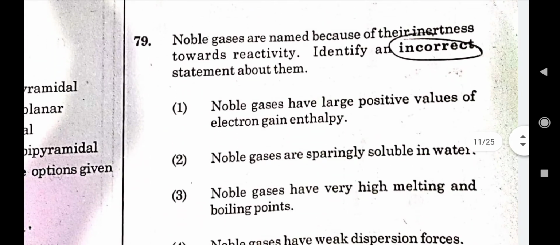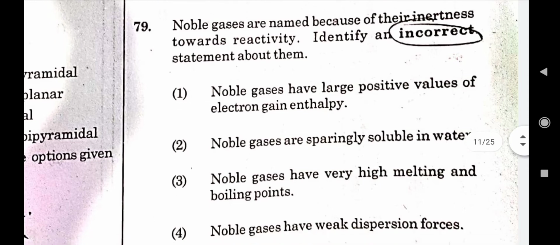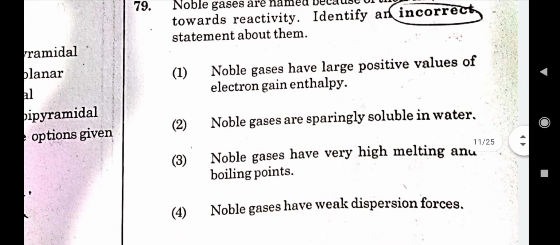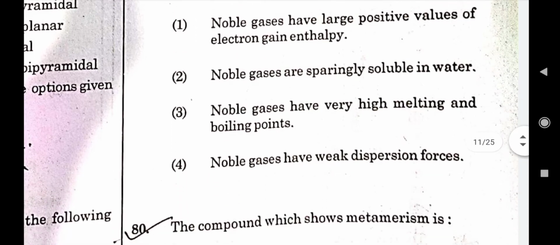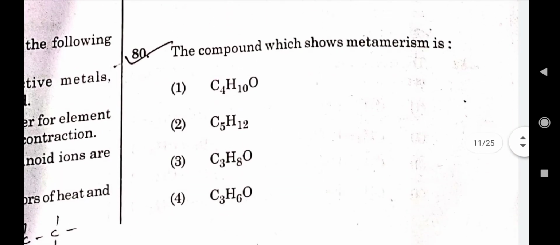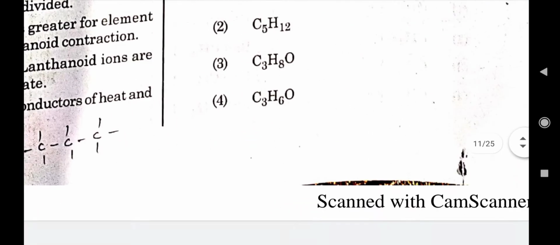Now moving to question number 79, noble gases are named because of their inertness towards reactivity, identify an incorrect statement about them, इसका जो correct option है that is option third, noble gases have very high melting and boiling points. Question number 80, the compound which shows metamerism is, इसका जो correct option है that is C4H10O, option first.